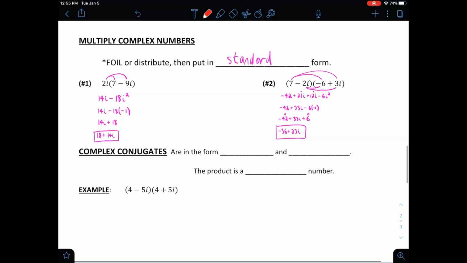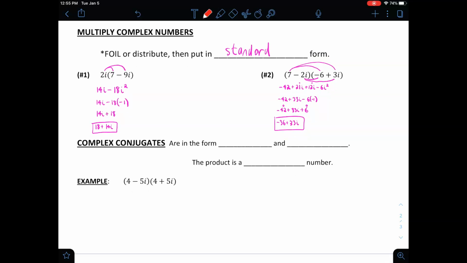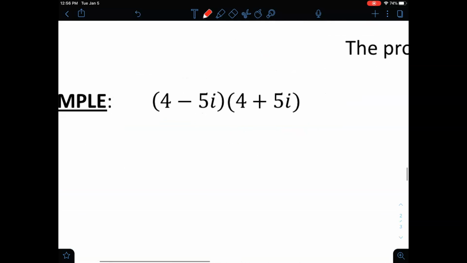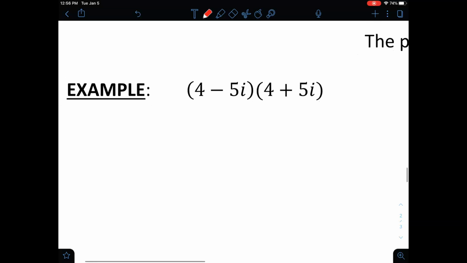All right, complex conjugates. Complex conjugates are in the form a plus bi and a minus bi. So it's basically the same thing. One is plus and one's minus. All right, so if it's minus, it becomes plus. If it's plus, it becomes minus. The product is going to be a real number. So let's go ahead and multiply this. So we'll see why this is important.